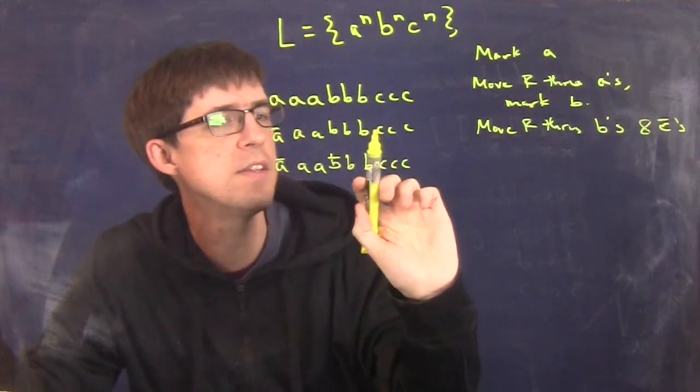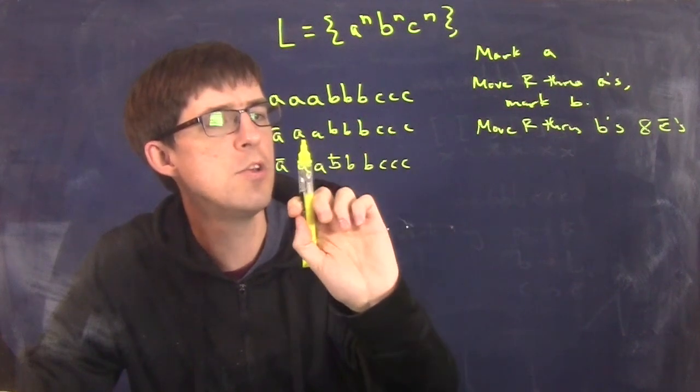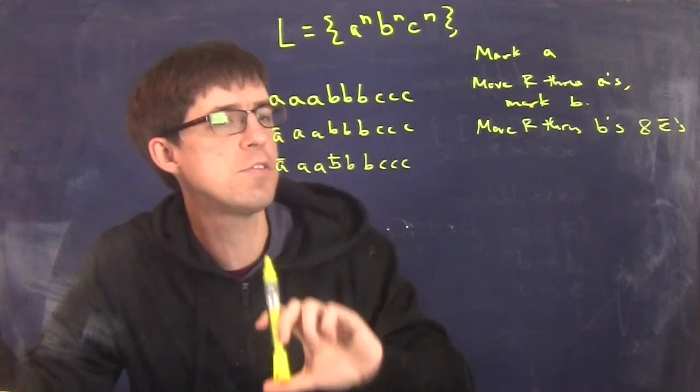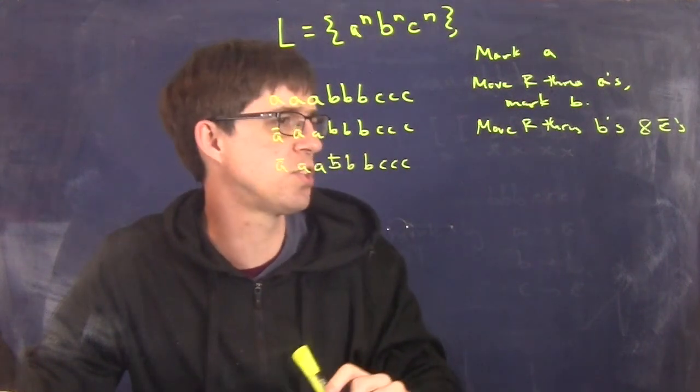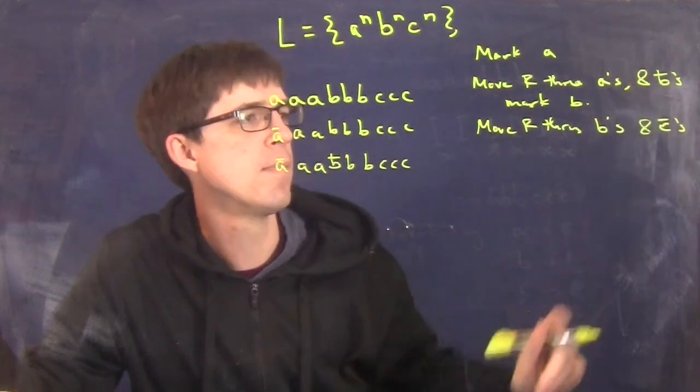And actually, I could have said that in this step, right? When you're moving to the left to look for the next B to mark, you may have to go through some B's which have already been marked. So you're going to move to the right through any A's and also through any B bars. So move to the right through A's and B bars, right?